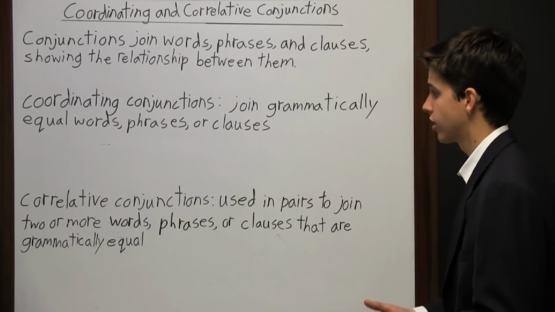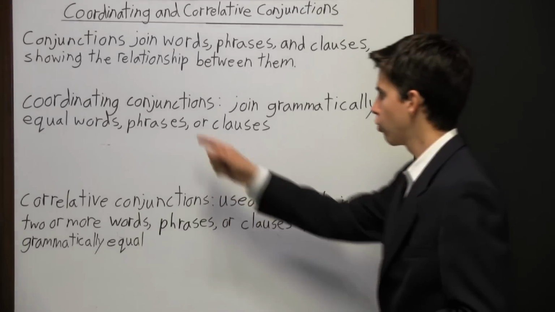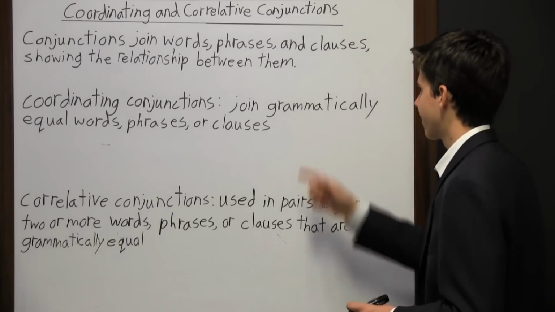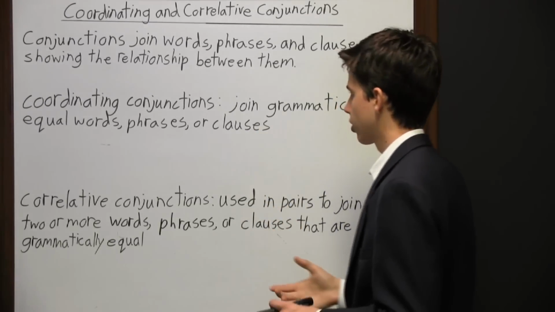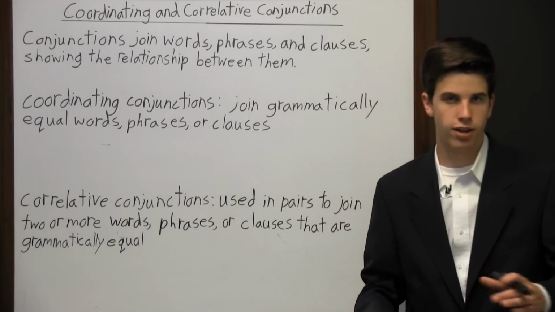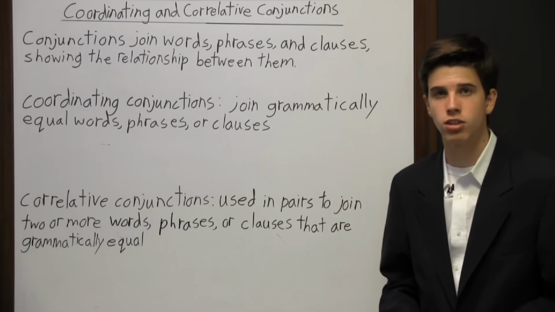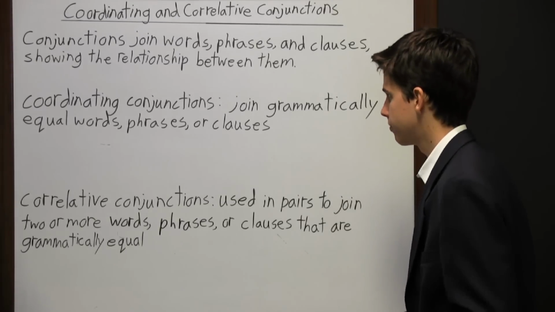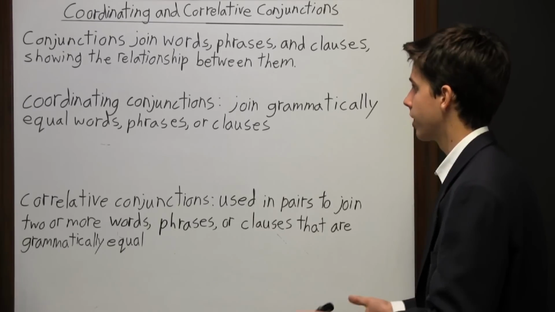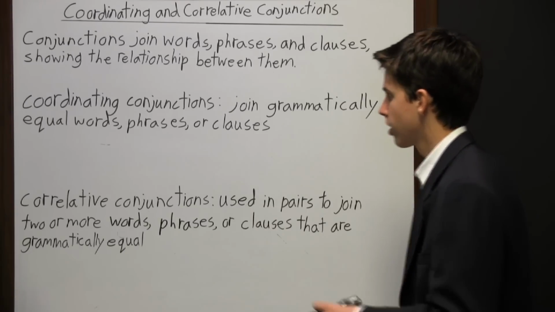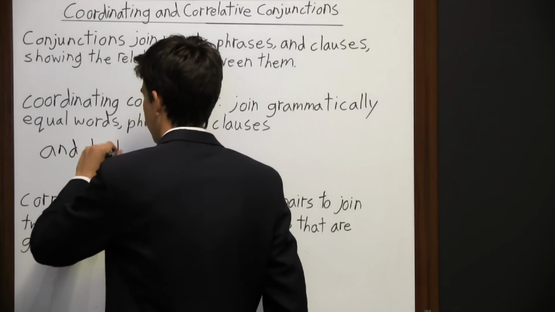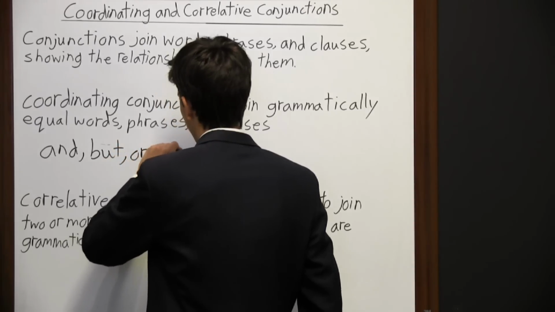But right now, we just want to focus on two of the main types of conjunctions, which are coordinating and correlative. And so these have similar definitions. The first is that they join grammatically equal words, phrases, or clauses. And so when we're talking about words, phrases, or clauses, we can be talking about two pronouns, two prepositional phrases, or two independent clauses, etc. And so those pronouns, prepositional phrases, or independent clauses are just being joined by coordinating conjunctions. And some examples of coordinating conjunctions are and, but, or, as well as nor.